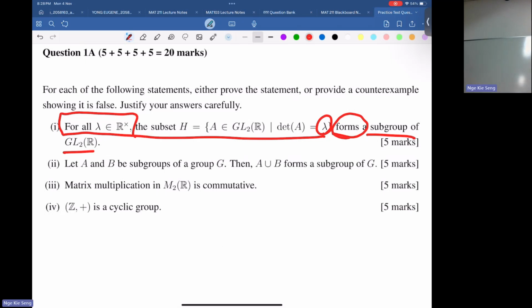If it is false, what do you need to do? Counterexample. What sort of counterexample do you need to produce? Can you tell me the strategy? You need to show that the "for all" statement is false. You need to find a no. You need to find what? A lambda such that that set is not a subgroup. Okay, so can you do that or not? You can. How?